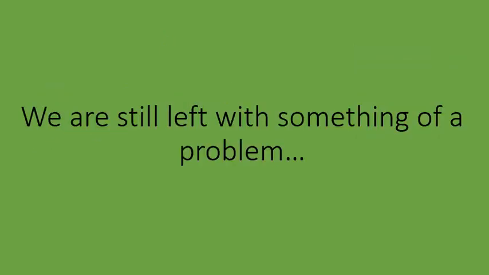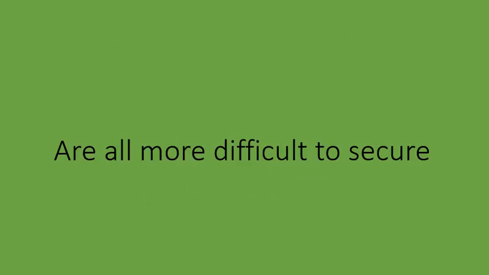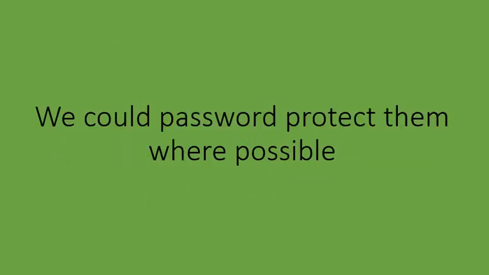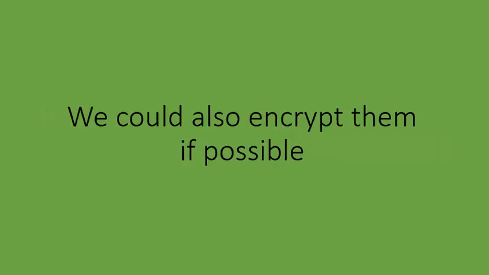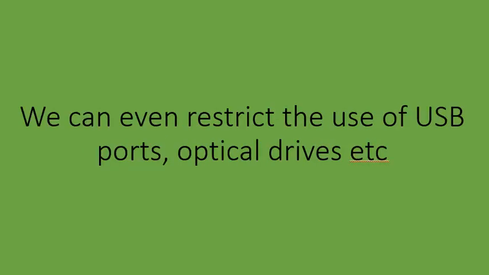We're still left with something of a problem though, because removable devices such as external hard disks, iPods, iPads, microSD cards, DVDs and USB flash drives are all more difficult to secure. We could password protect them where it's possible, and we could also encrypt them if it's possible. Microsoft BitLocker to Go can help us to do this. We can even restrict the use of USB ports, optical drives and so on through group policies.